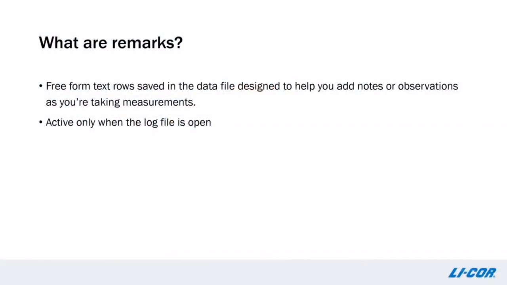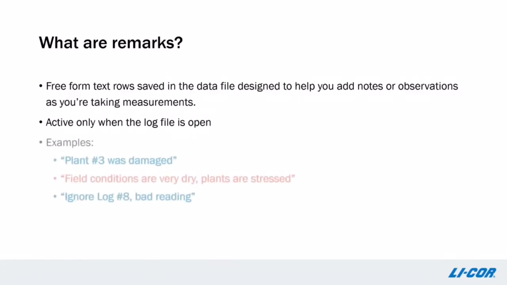First, let's talk about what remarks are. They're a row of text that will be stored in your data file. They are only available or active when a log file is open. Some examples are plant number 3 was damaged, field conditions are very dry, plants are stressed, or ignore log number 8, bad reading.